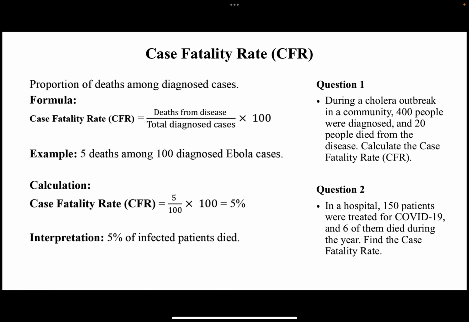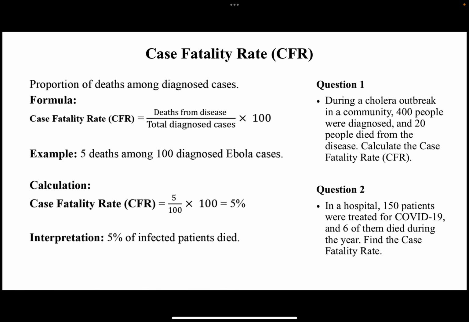Now, case fatality rate. Let's look at our first example. 5 deaths among 100 diagnosed Ebola cases. Calculate the case fatality rate. How many people died from Ebola? 5. How many of them were diagnosed? 100. Okay, so 5 over 100, and you multiply by 100, you get 5%. So the interpretation is that 5% of infected patients died.